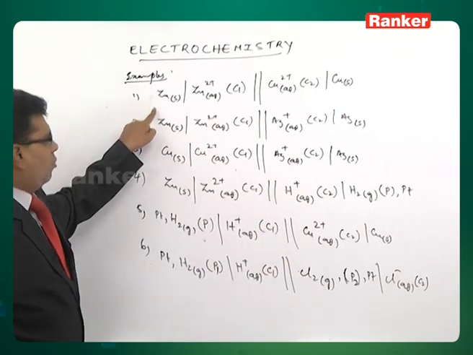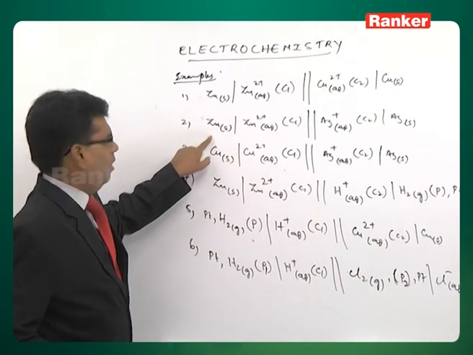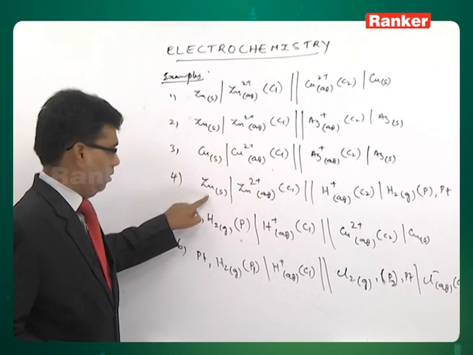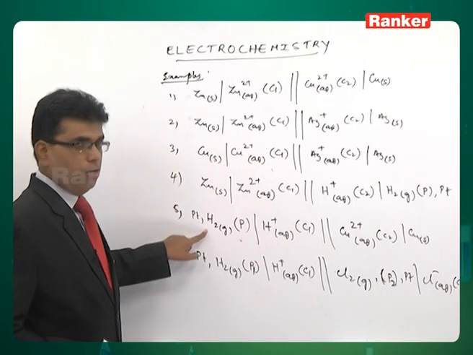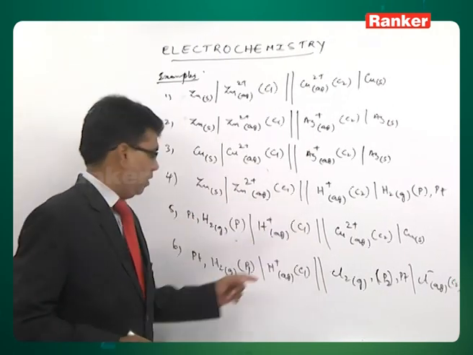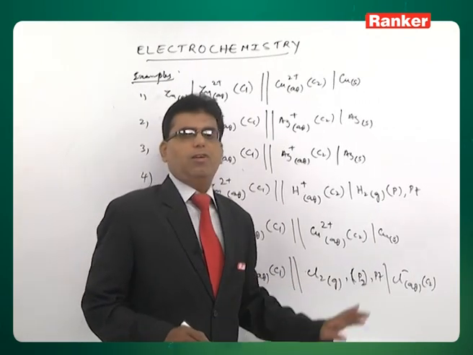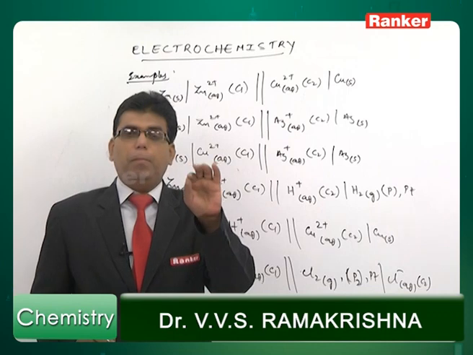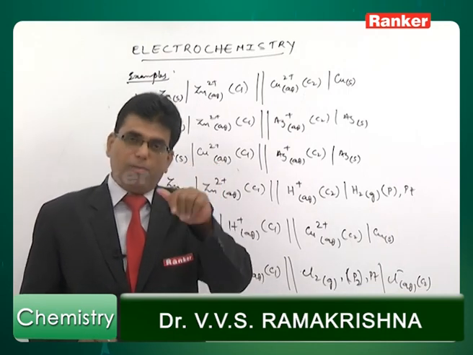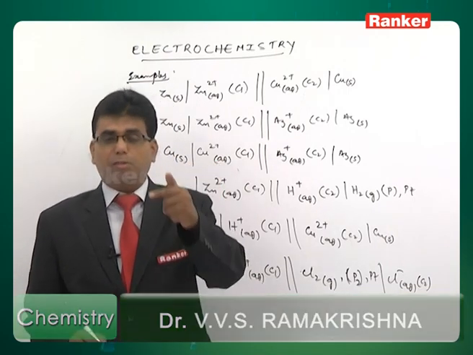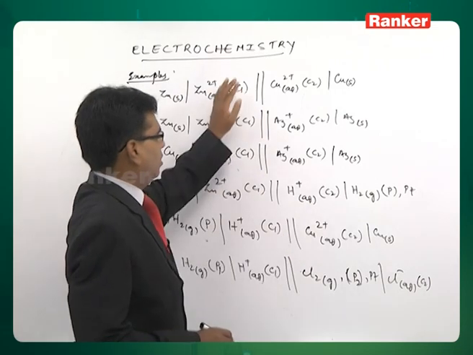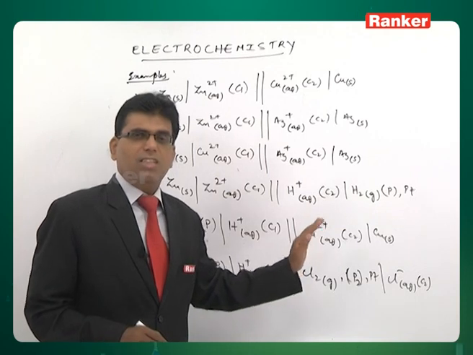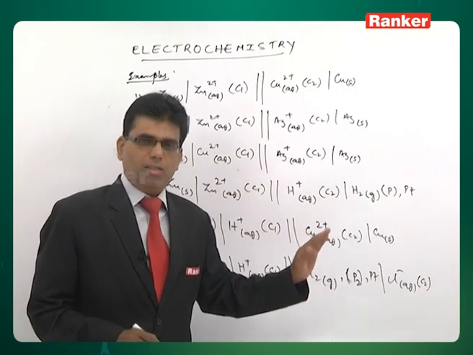Two metals, zinc copper, two metals zinc and silver, two metals copper and silver, one metal and non-metal zinc and hydrogen, one metal and non-metal hydrogen and copper, and two non-metals hydrogen and chlorine. These are the various possible combinations among metal non-metal cases. Still we have many other combinations that one by one we will see, but for the time being just these are the possible combinations of electrodes we can use in the construction of a galvanic cell.